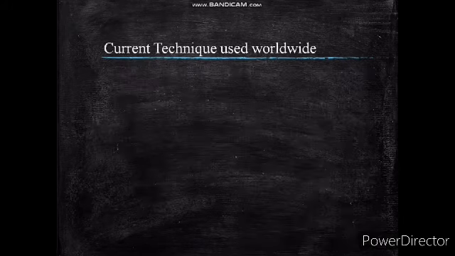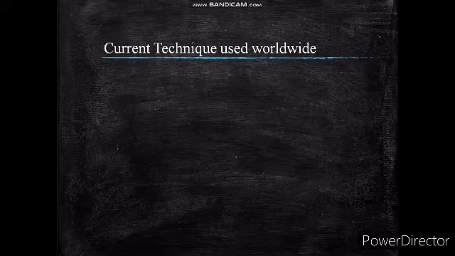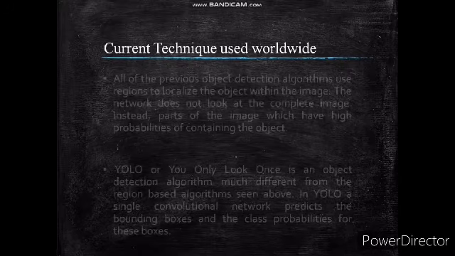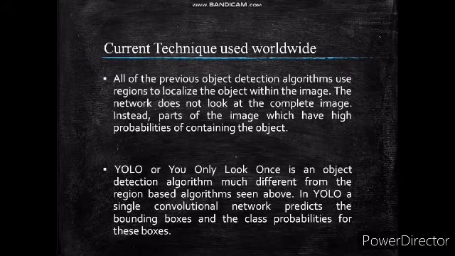The SIFT keypoints of objects are first extracted from reference images and then stored in a database. All the previous object detection algorithms use regions to localize the object within the image. The network does not look at the complete image. Instead, it looks at parts of the image which have a high probability of containing the object.